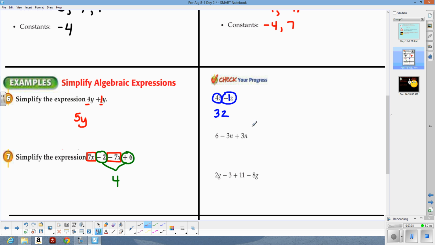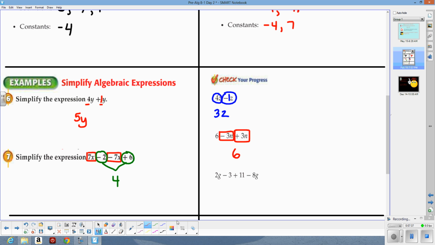In our next problem, I'm going to start with the variable terms, and I have a negative 3n. Remember, always include that sign in front of the term. Negative 3n and a positive 3n. Negative 3n plus 3n is going to be 0n, so that disappears. And then we're left with just 6. So we end up with 6 when we simplify that expression.